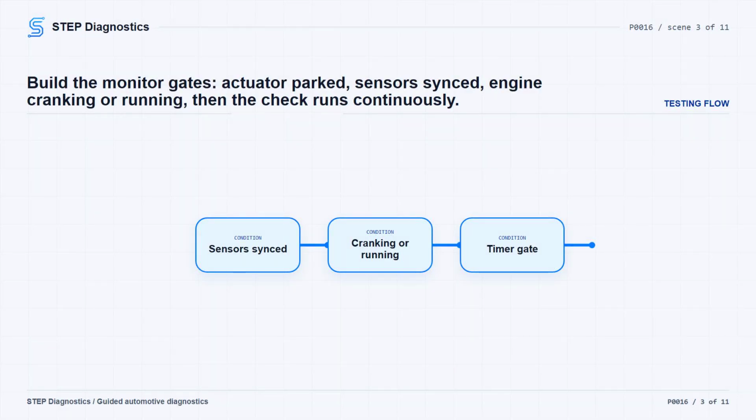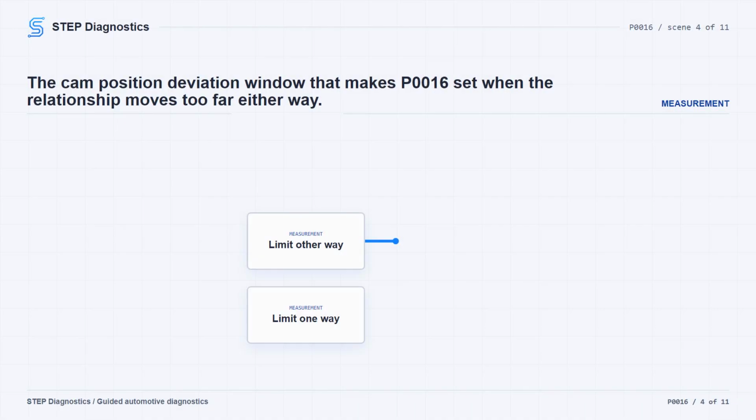The monitor is watching cam and crank relationship after the basic enable conditions are met. The camshaft position actuator solenoid valve is in the park position. The crankshaft and camshaft position sensors are synchronized, and the engine is cranking or running. The diagnostic runs continuously after those gates are satisfied, with the time since the diagnostic ran last greater than 1 second. The code sets when the relative camshaft position deviation is greater than -11 degrees in one direction or greater than 11 degrees in the other direction, measured in degrees of the crankshaft.